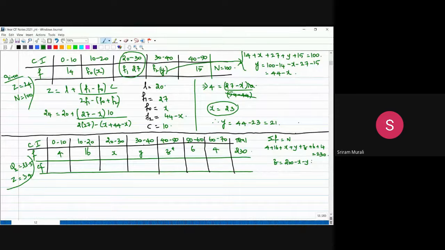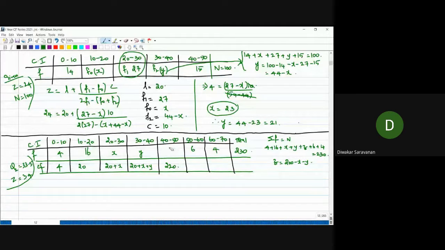First, have you understood this? Yes, sir. Now, how do we find the cumulative frequency? As usual, this is 4. 4 plus 16 is 20. 20 plus X. Then 20 plus X plus Y. Then plus Z, where Z is 200 minus X minus Y. When I add this, X and Y get cancelled and you will get 220. Have you understood this? Yes, sir.